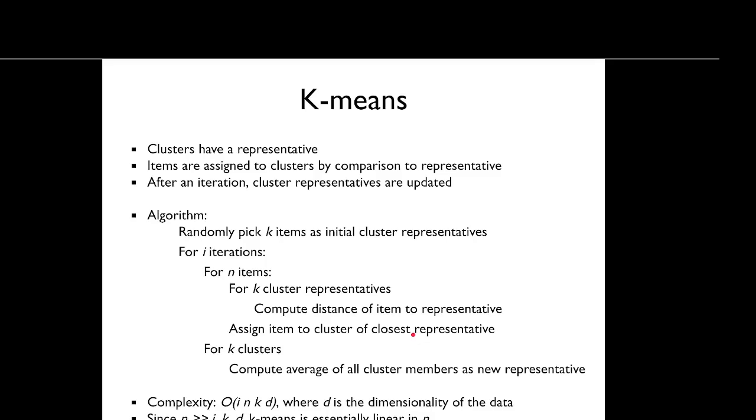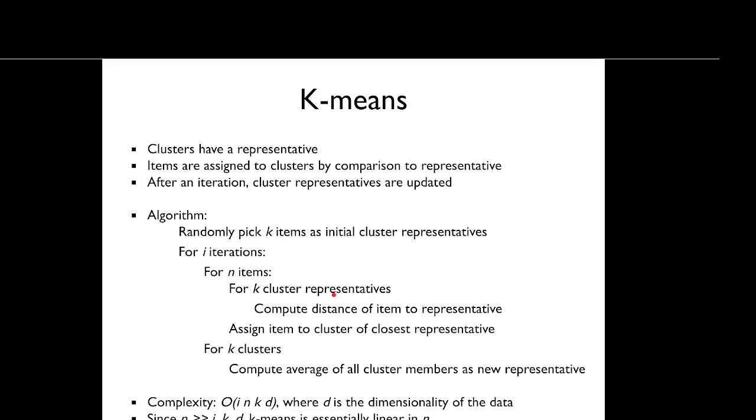And after having done that for all of the items, we pick each of the k clusters and we compute the average of all the cluster members, and that becomes our new representative for that cluster. And then we continue with the next iteration and with new representatives.